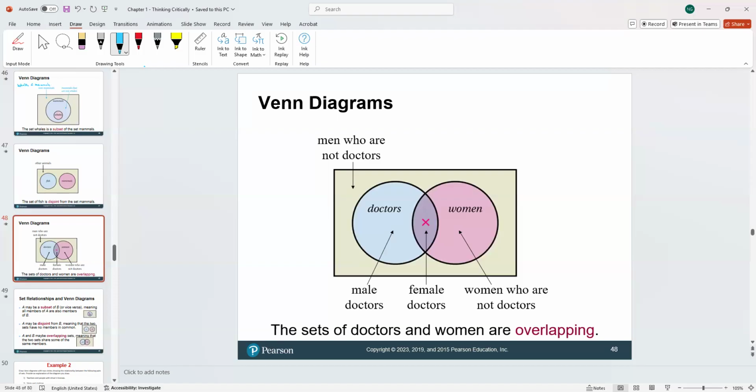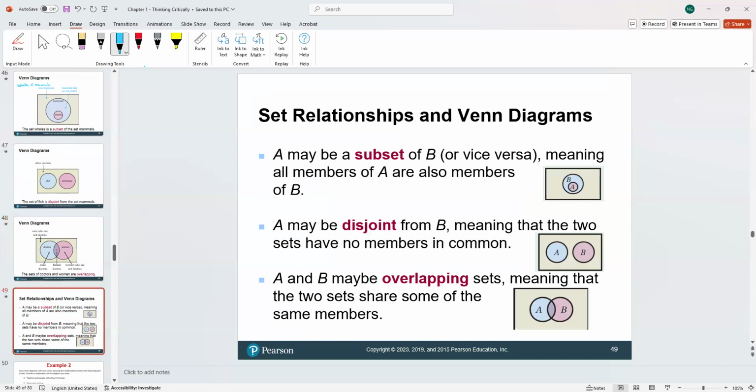We're going to go over some other relationships in Venn diagrams. So, set relationships in a Venn diagram. As we said, A may be a subset of B or vice versa, meaning all members of A are also members of B. That's whales and mammals, right? The Venn diagram for this case shows the circle for A inside the circle of B.